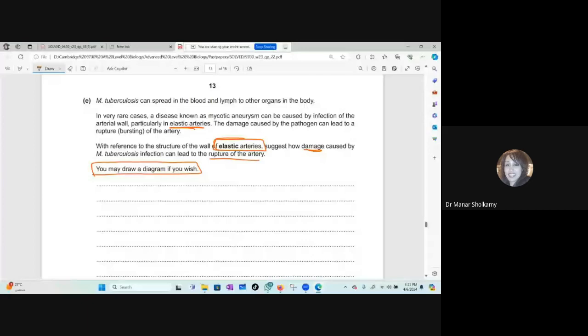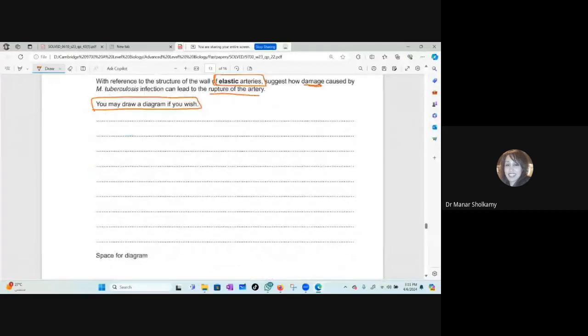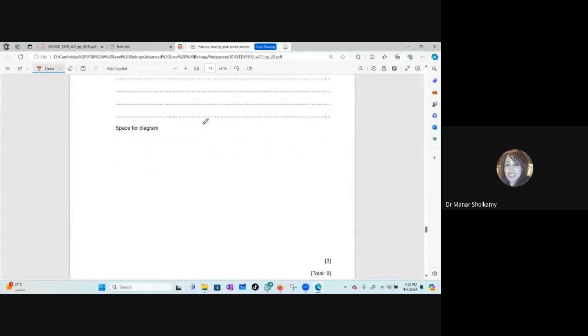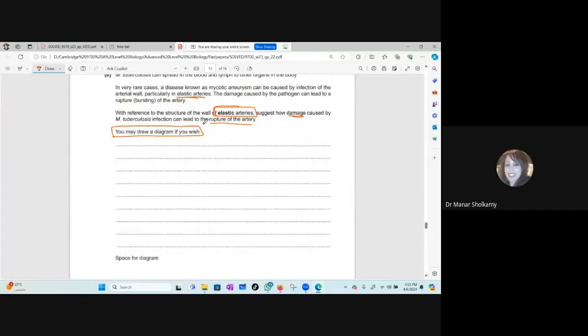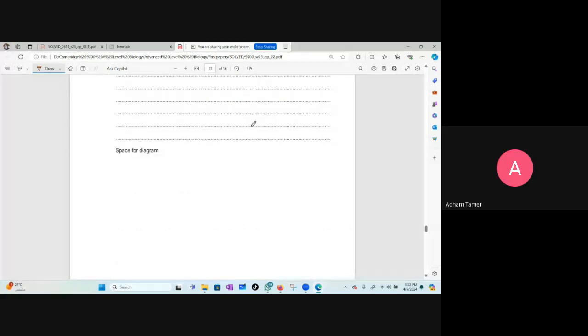So here, what diagram will you do? You have a space for the diagram. We will draw the layers of an artery. Of course, you will draw the elastic artery and the different layers of the artery. Now, an elastic artery, why is it called elastic? Because what is present? It has a lot of elastic fibers. Very good. And the elastic fibers are present in which layer? Tunica media. Yes, correct.